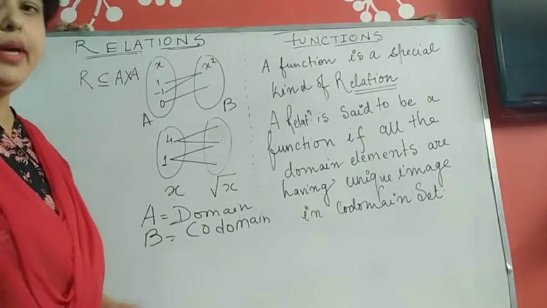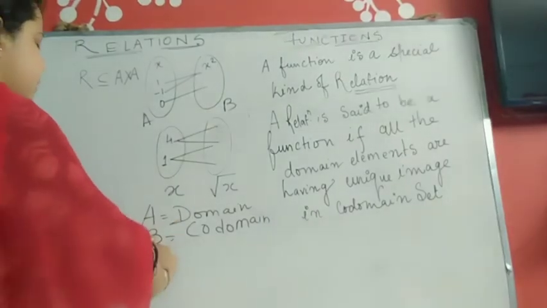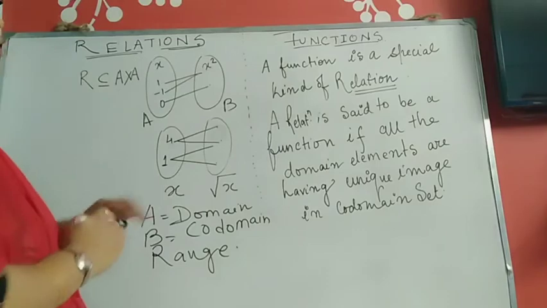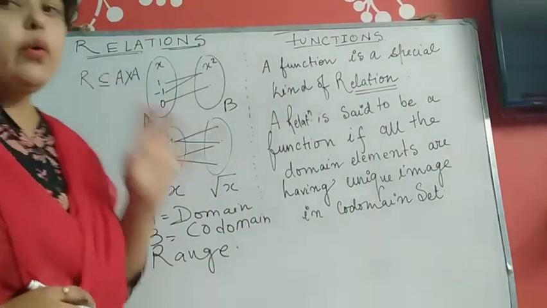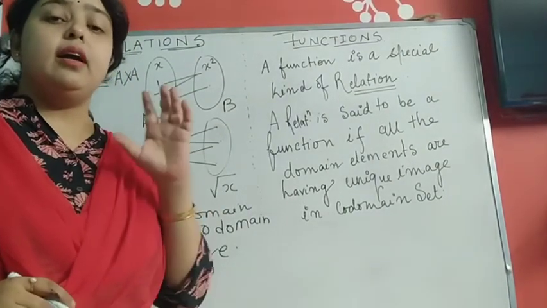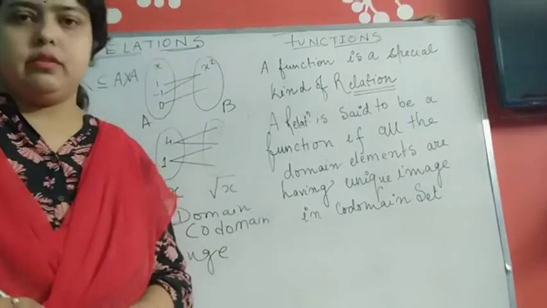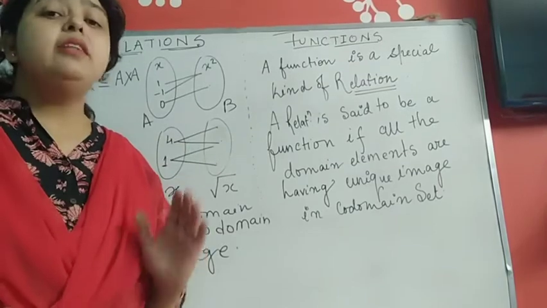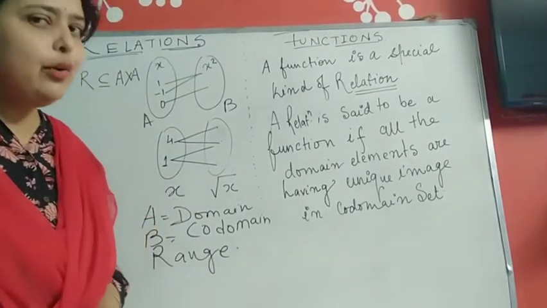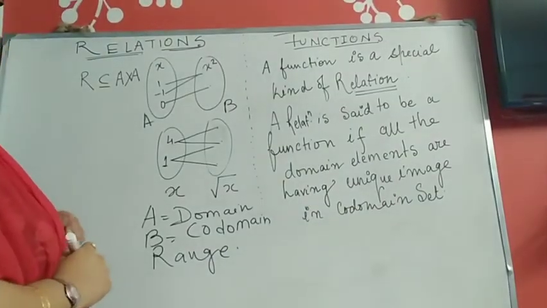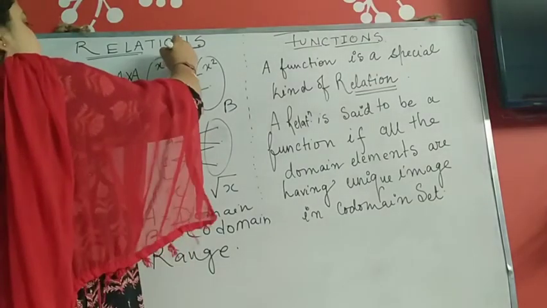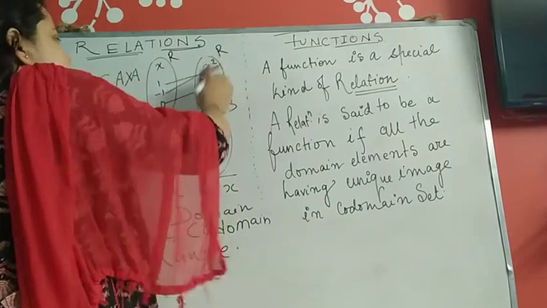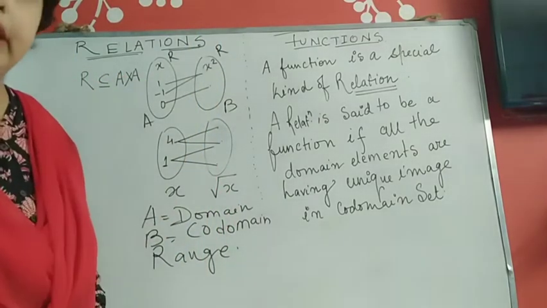What about range? Range is another very important thing to understand. What do we mean by range? Range is the set, the collection of all images. Understood? Range is nothing but the image set. What do we understand by image set? Say for example, this particular x is taken from the set of all real numbers, and this x square, this codomain set, is also the real number set.